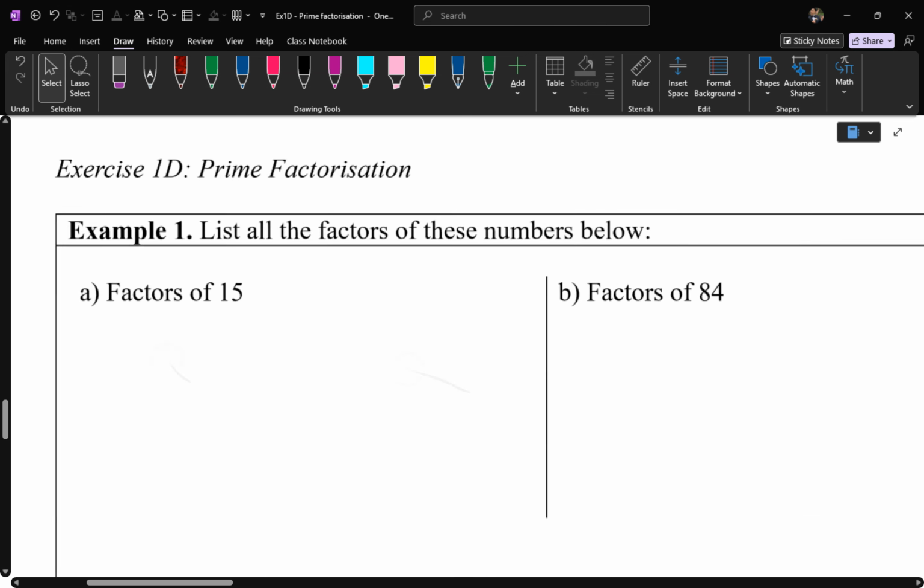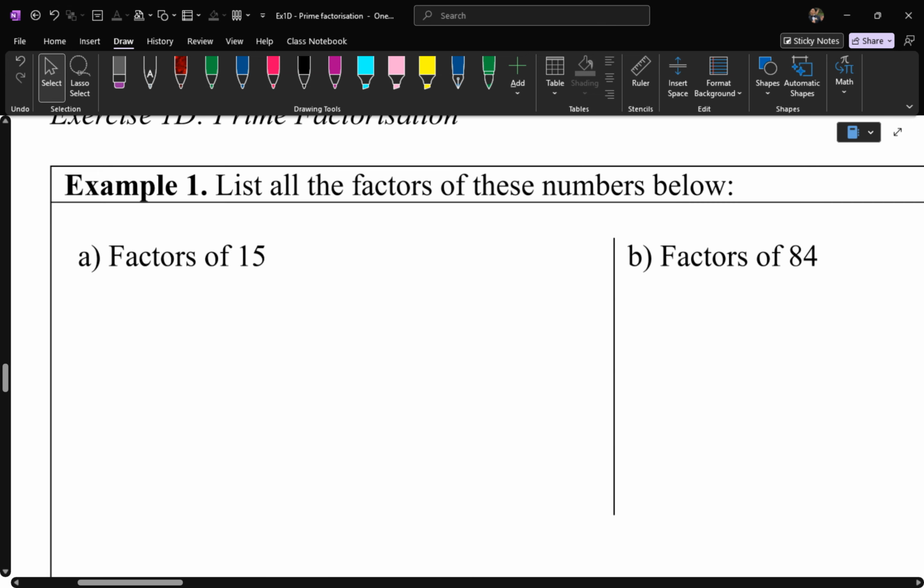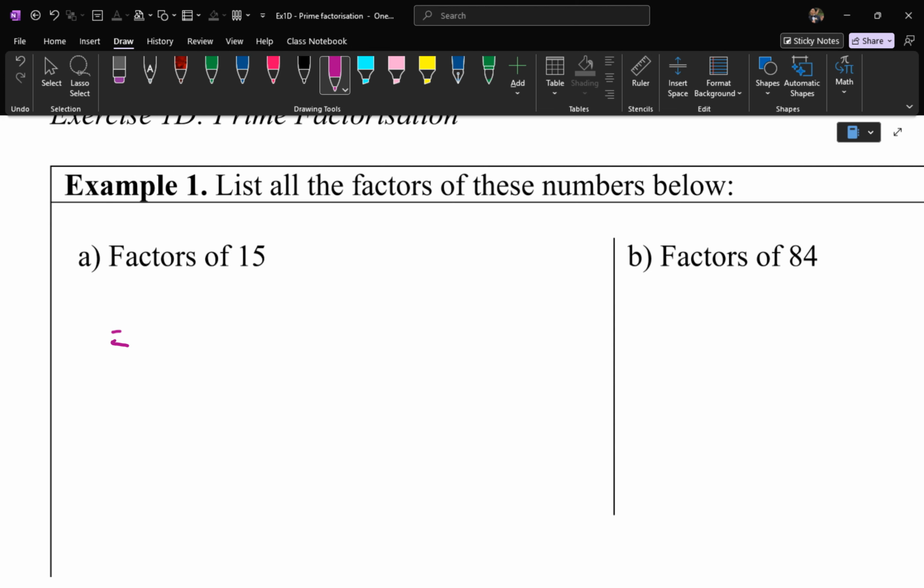Here we go. List all the factors of 15. So how do you list the factors of 15? You must know your times tables. So what numbers fit into 15? Give me one, Fitzroy. 5 is a factor of 15. Give me another one. Yes, Eknor. 1 fits into 15. 15 divided by 1 works.